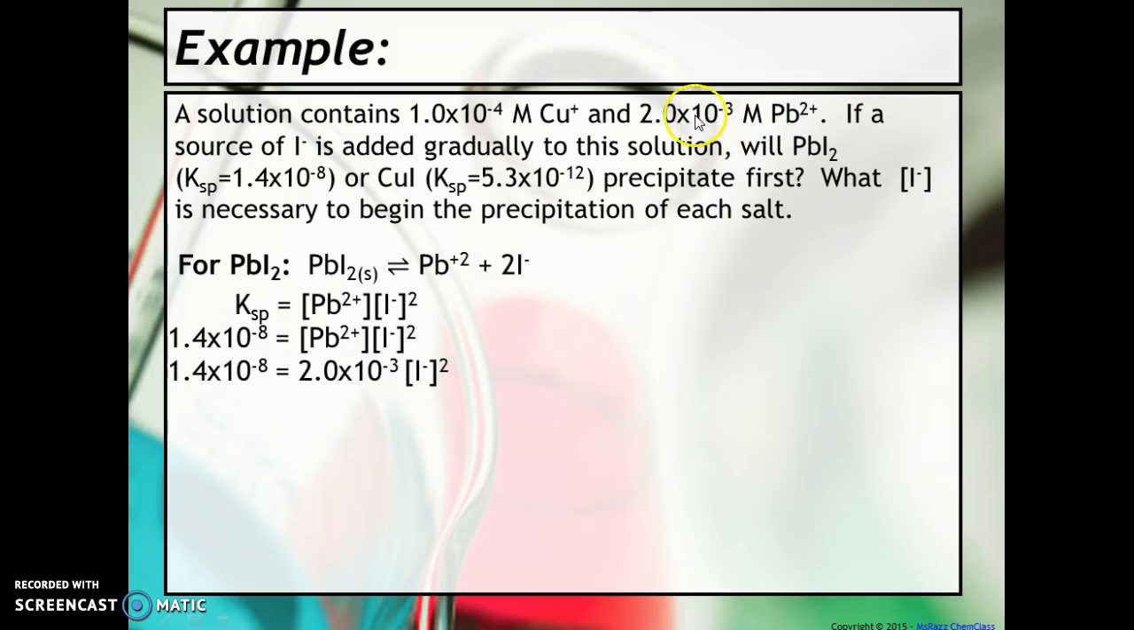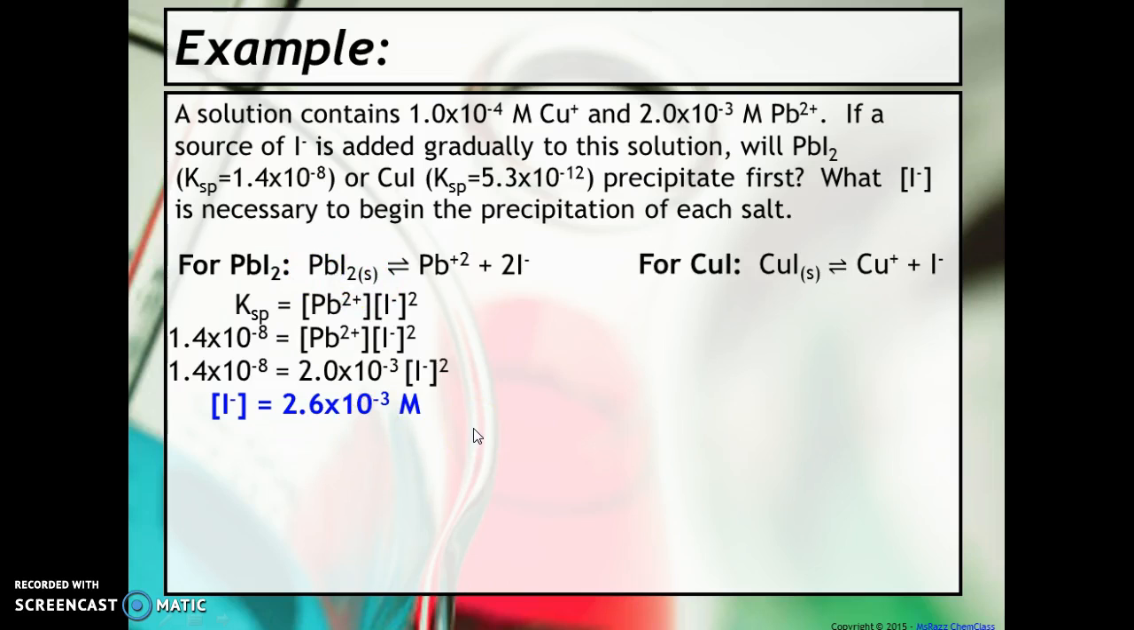Then I'm going to plug in my Ksp here, and plug in my known information here, because that's how much my Pb gave me, 2.0 times 10 to the negative 3. What did the question ask? It wants to know how much I negative I'll need. So I'm solving for my I negative in this question, and I can do that by just dividing by this guy, taking the square root, and getting out 2.6 times 10 to the negative 3 molar. So that's the amount I would need in order to form this precipitate.